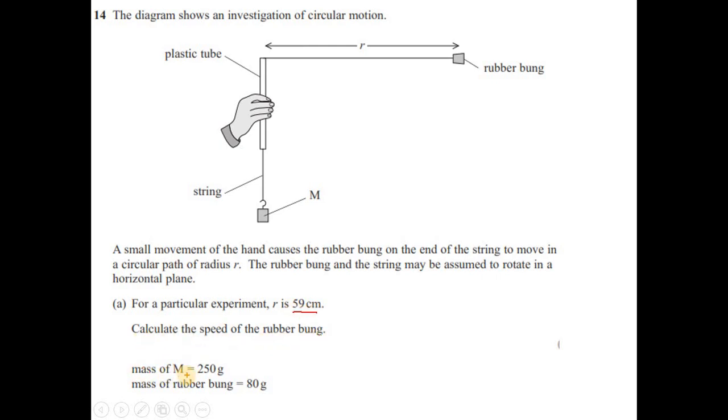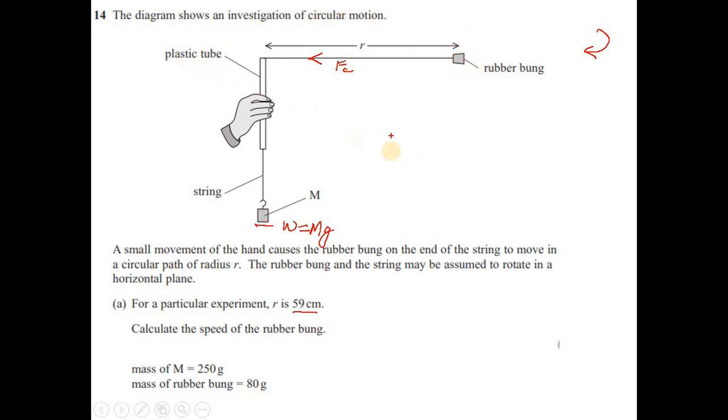The mass M, capital M, which is the hung one, is 250 gram, and the mass of the rubber band, which is rotating here, is 80 gram. The idea in this experiment is that because this rubber band is revolving in a horizontal circle, it needs a centripetal force acting toward the center, and this centripetal force is provided by the weight of the hung mass, that means W is equal to Mg. This weight, which is hanging vertically, is providing the centripetal force for the bung to rotate in a horizontal circle.